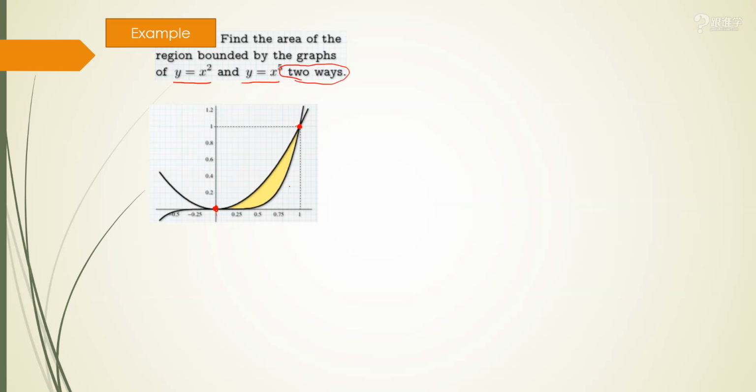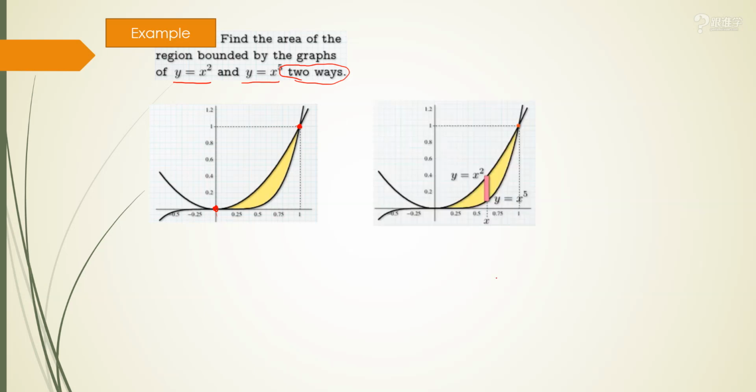So it seems that we can integrate with respect to x. That means we are looking at the vertical slices here. This is an arbitrary vertical slice. The top of that slice touches the upward opening parabola, and the bottom of that slice touches the fifth degree curve. So it seems that we do not have to break the region into two pieces. So the calculation is straightforward.